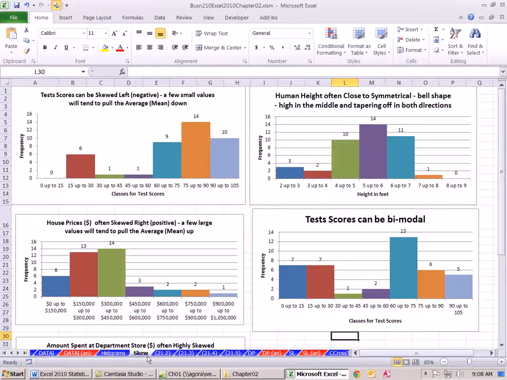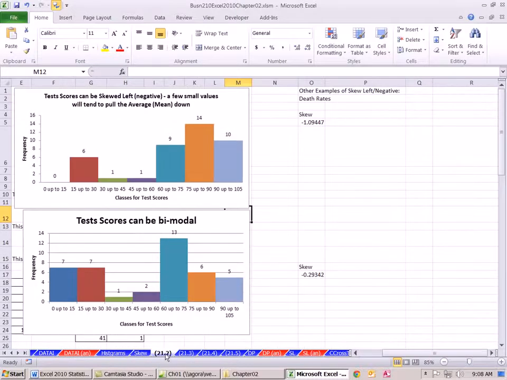Now, let's go over to, I'm on the sheet skew this whole time. I should have said that earlier. Now I'm going to go to 21.2. Again, this is test scores.